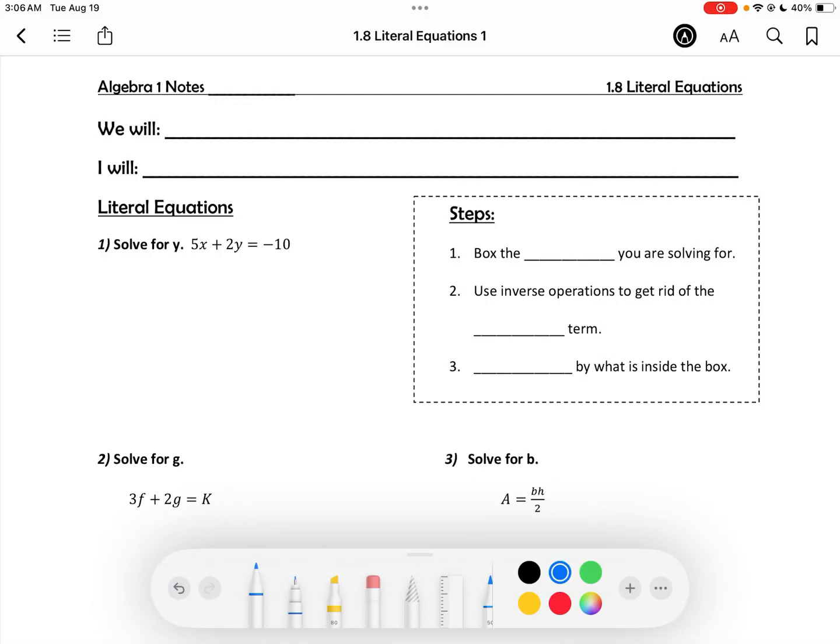So for this lesson, I'm going to go ahead and walk you guys through the steps for literal equations.